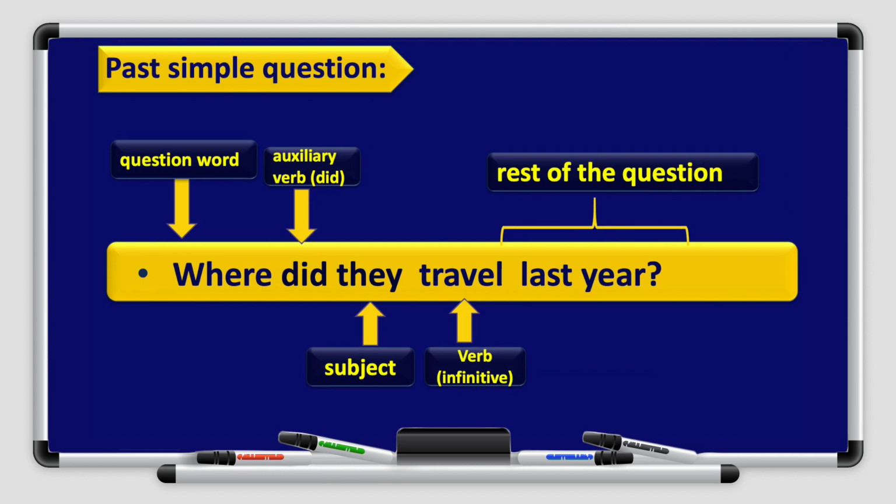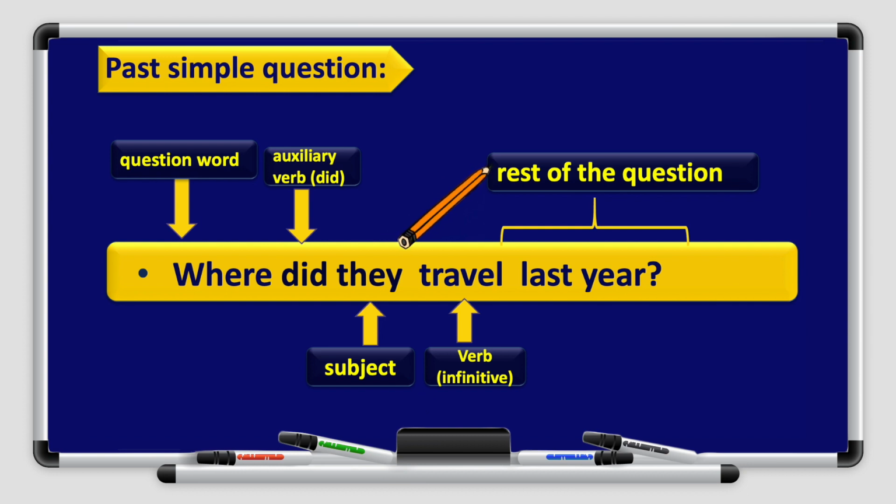All right, boys and girls, let's move to past simple questions. Look at the question. Where did they travel last year? To form a question, I need a question word. Then I have to add an auxiliary verb like did in the past. Then I will use the subject, they, and the verb in infinitive form, travel. Last year is the rest of the question.